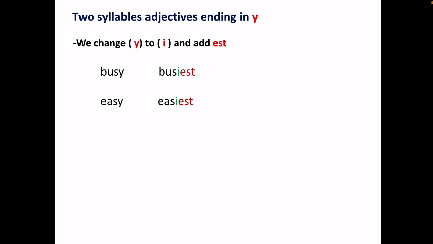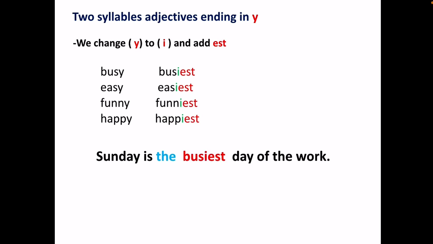Now if I have a two syllable adjective ending in y, إذا كان عندي صفة بها مقطعين صوتيين تنتهي بحرف y, we're going to change the y to i and then add est. Busy, busiest. Easy, easiest. Funny, funniest. Happy, happiest. Sunday is the busiest day of the week. هنا نقارن Sunday مع the days of the week.